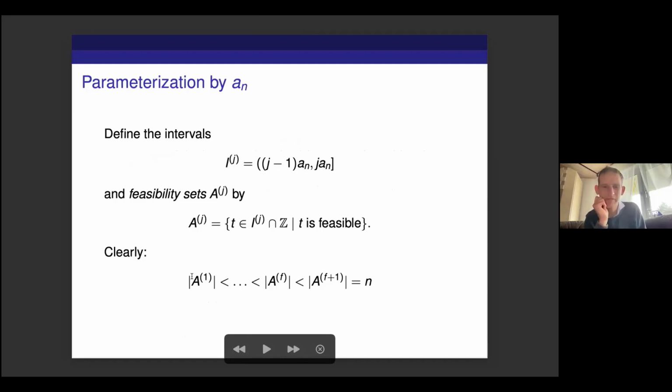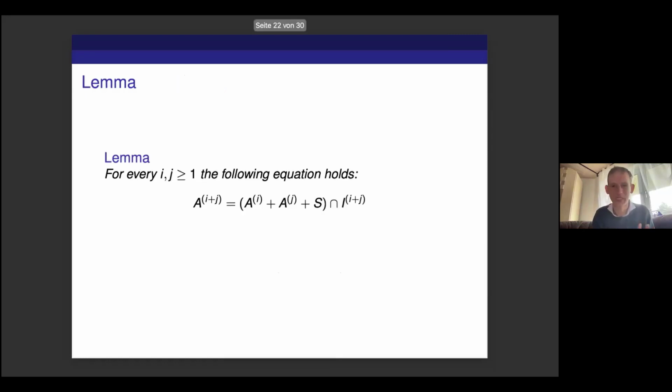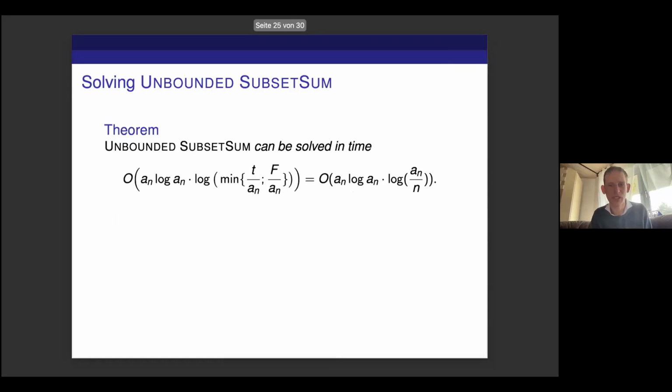And it's clear to see that the cardinality of the feasibility sets increases with its number, right? So once we have reached AN, sorry, that has to be AN, then of course the cardinality has to be equal for all following feasibility sets. And so the Frobenius number has to be contained in the largest that is less than AN. And now we can compute this by a binary search. This is the whole idea. I hope you got it. Maybe I do not go into more details here.